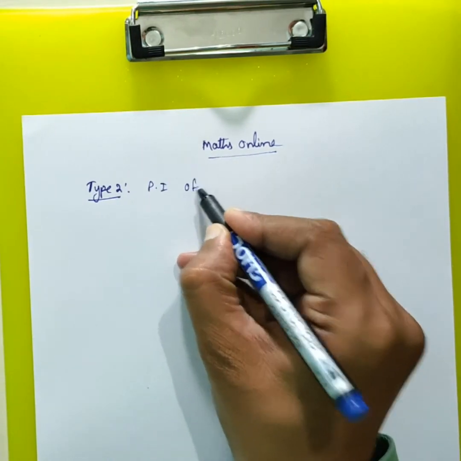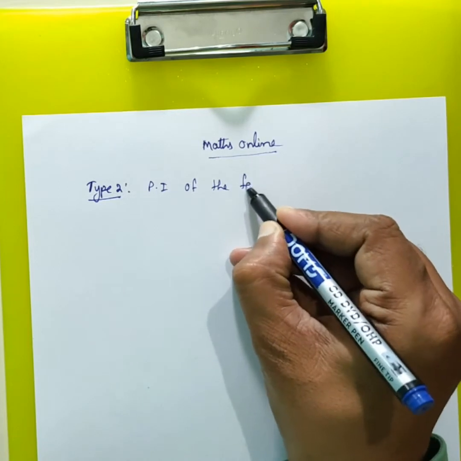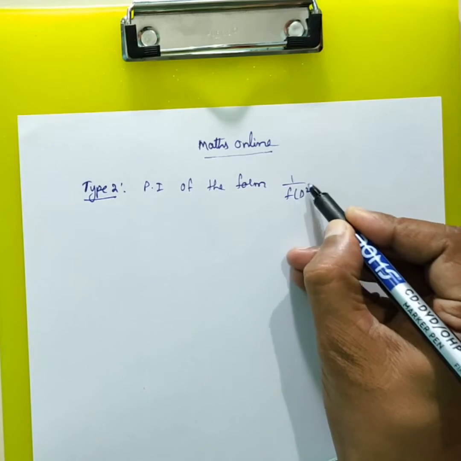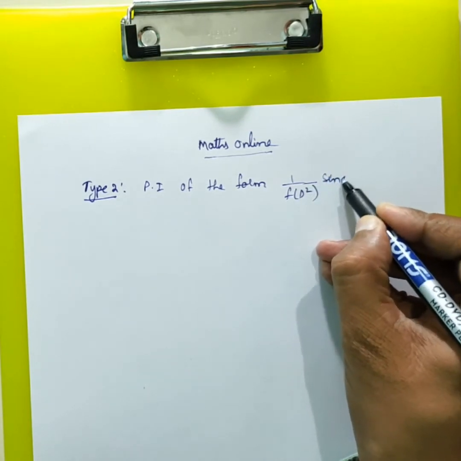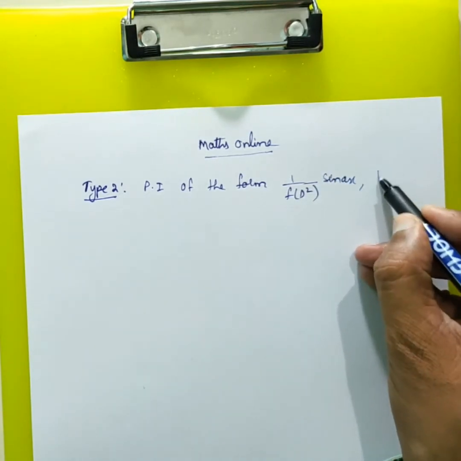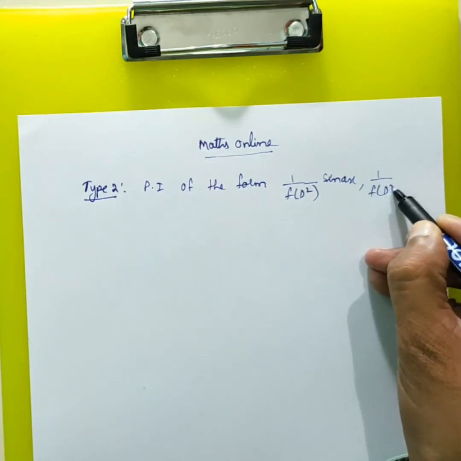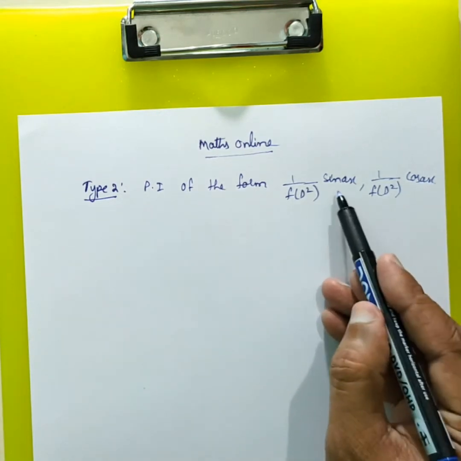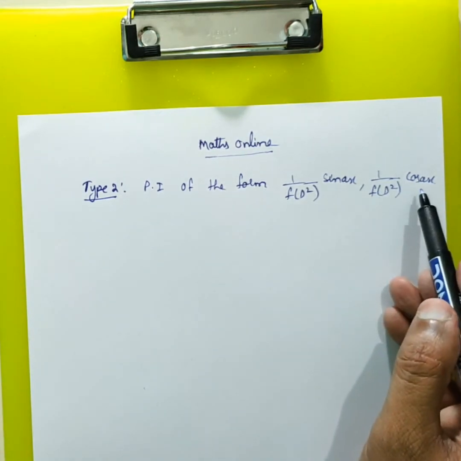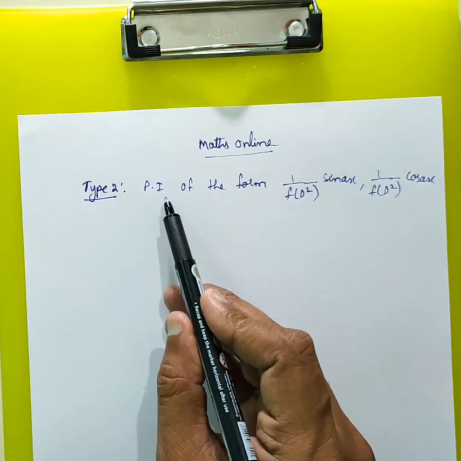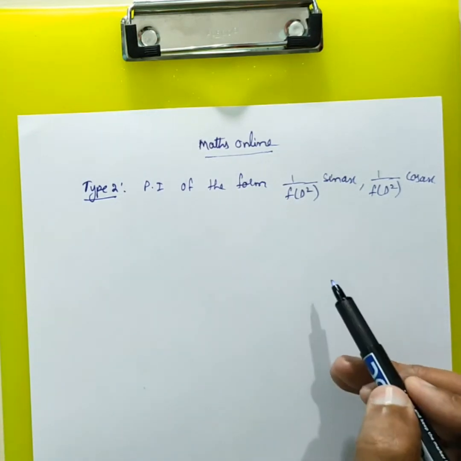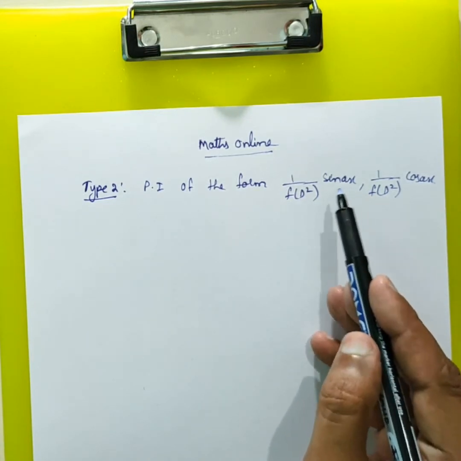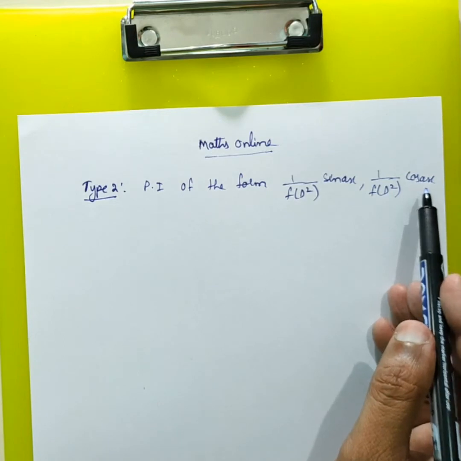This is the particular integral of the form 1 by f of D square into sin ax and 1 by f of D square into cos ax. For sin ax and cos ax, the procedure for finding the particular integral is the same. So let me take sin ax as an example. That will also be true for cos ax.